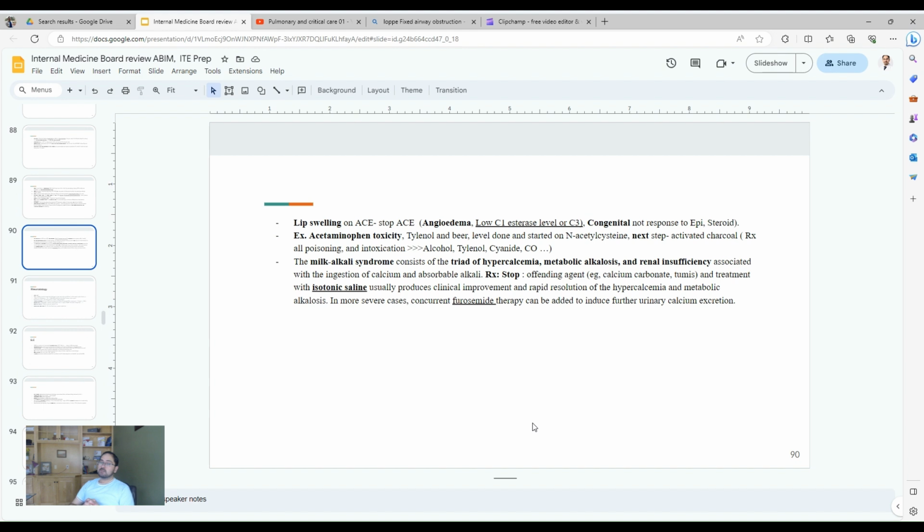There may be a question, a common one, about milk-alkali syndrome. You can suspect milk-alkali syndrome if the patient has metabolic alkalosis, maybe hypercalcemia and renal insufficiency. Usually the patient's medication will include Tums or calcium carbonate, which may give them the alkalosis. Treatment is normal saline IV fluid, but if it's very severe, you can also use furosemide or Lasix to increase the excretion of calcium.